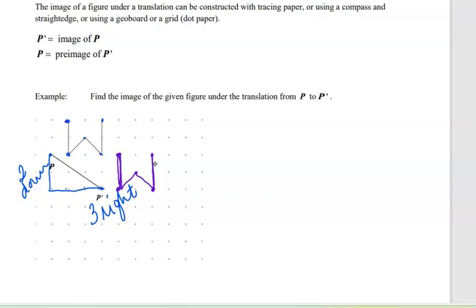So translate means to slide. We have basically taken this W-shaped figure and we have slid it 2 down and 3 to the right as the arrow indicated. This is P, the pre-image. This is P prime, the image after it was translated. And so this here would be our answer. And that's how we do it if we're doing it on dot paper.